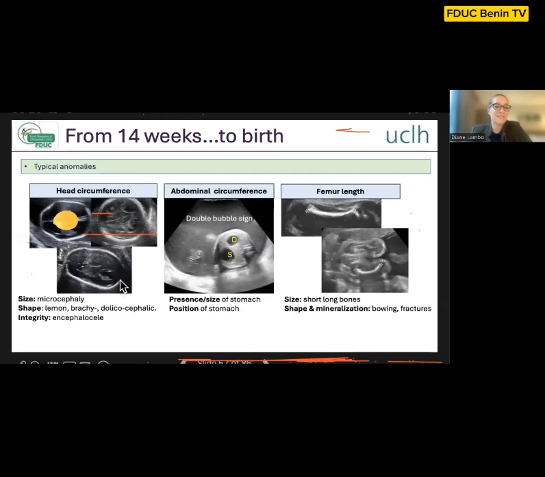So are there any defects at any point around the skull to indicate the possibility of an encephalocele, where you have herniation of brain tissue out of a cranial defect?